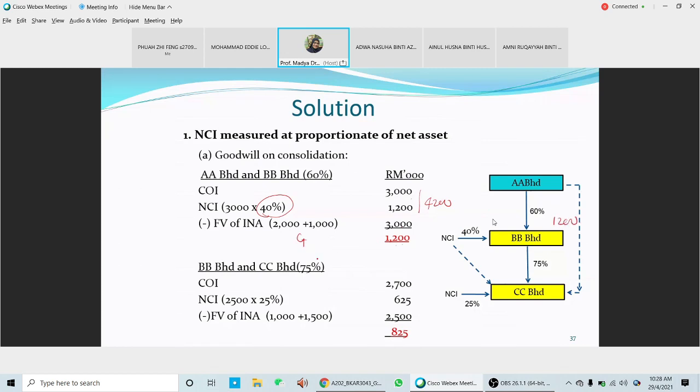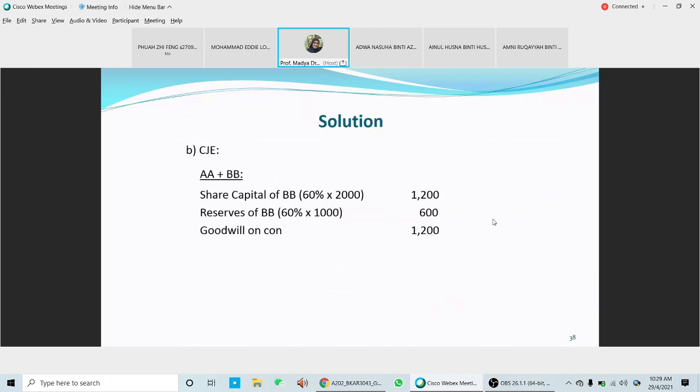Okay, and for B and C here, the value is 2.7. NCI here is 25%, times 2.5, so you're going to have 625. So the total that you have here is 3325, minus 2.5, so you're going to have 825. The 825 here is the goodwill that we have in C. So that is the goodwill that we have. Okay.